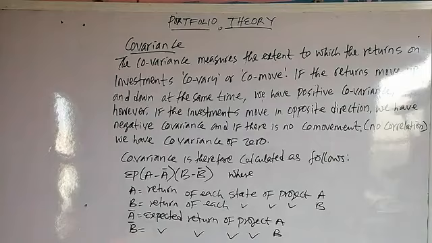But if there's no relationship among them, if there's no co-movement, that is, no correlation at all, that is, each investment is independent of the other, at least the movement of one does not determine the movement of the other, we are said to have a 0 covariance.